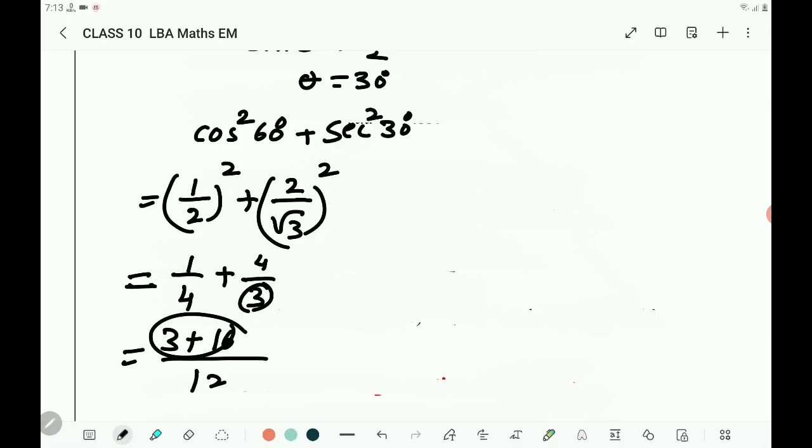Then 16 plus 3 is 19. 19 by 12 is the answer. 19 by 12.